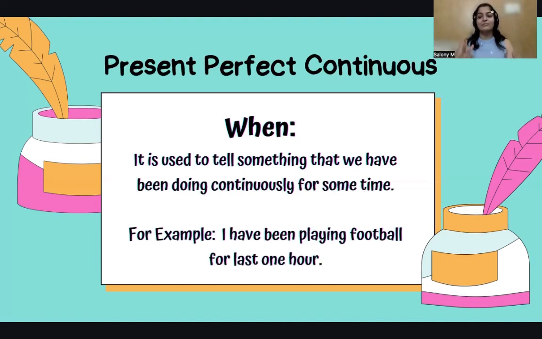Present perfect continuous tense is used to tell something that we have been doing continuously for some time. Like I have been playing football for the last 1 hour. I have been making a video for the last 30 minutes. You have been watching my video for the last 3 minutes. So this is present perfect continuous tense, something that we have been doing for the last 1 hour, not "are", "have been" doing.